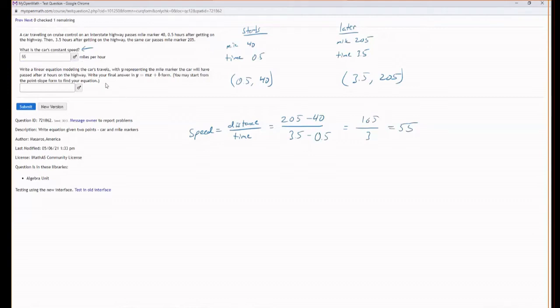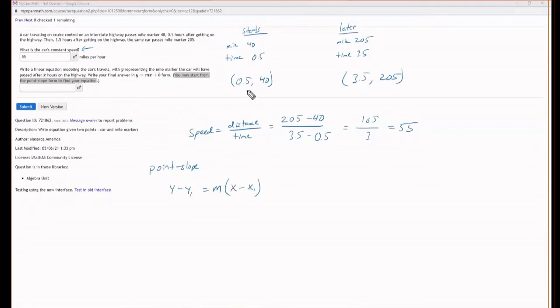Okay. Write a linear equation modeling the car's travels. So what I'm going to do here, and they give me a little hint that you may start with the point slope form. The point slope form of a line looks like y minus y1 equals m times x minus x1. Well, the speed is the slope, so that's going to go in for m. And what I can do is I can pick either one of my 2 points to put in for the x1, y1. It doesn't matter which one you pick, you'll end up at the same spot.